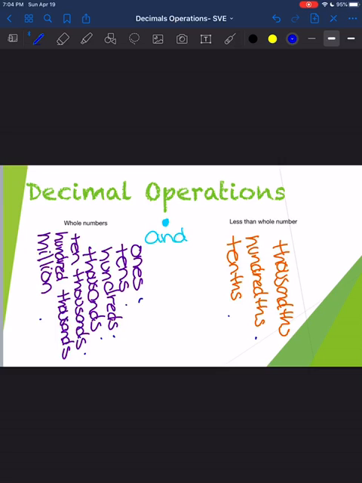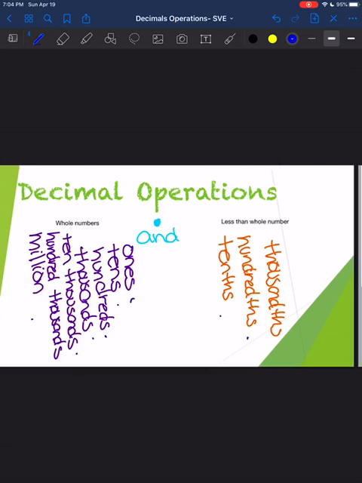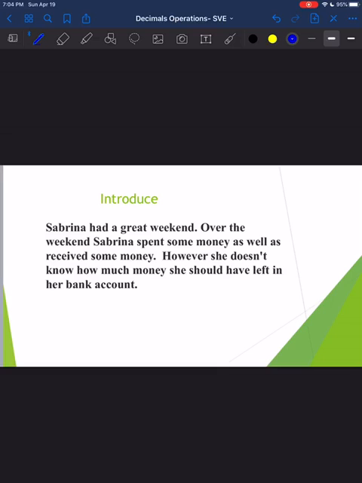Alright, boys and girls, let's begin our first day in decimal operations. In this lesson, we are going to be talking about Sabrina. So let's read our introduction. Sabrina had a great weekend. Over the weekend, Sabrina spent some money as well as received some money. However, she doesn't know how much money she should have left in her bank account. So what are some key pieces of information that we need to pay attention to in this introduction?